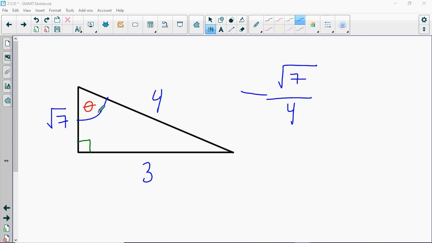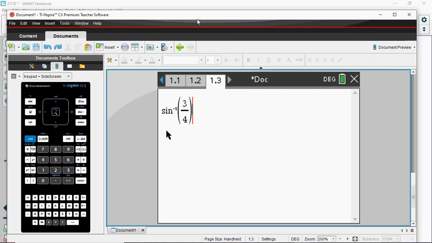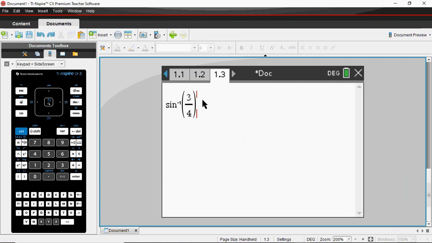So if you know that the sine of this angle is equal to 3 over 4, we could of course figure out what that angle is by using inverse trigonometry. The problem with this is that when you do that, the calculator is going to give you an angle which is in the first quadrant. It's not giving you the angle in the second quadrant. So we would need to work out what the correct angle is.